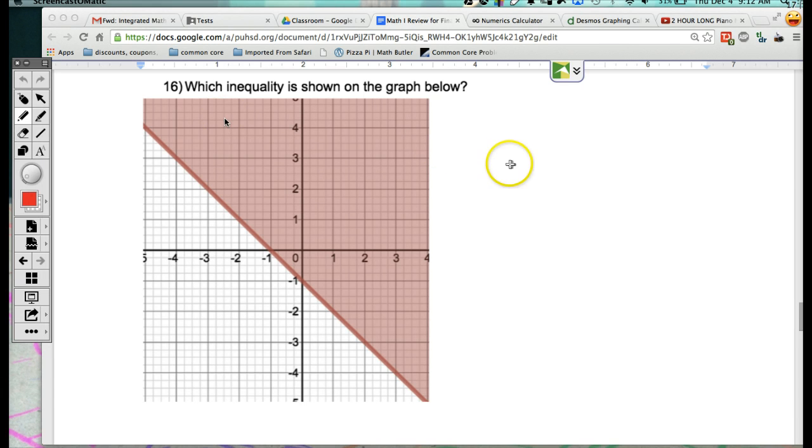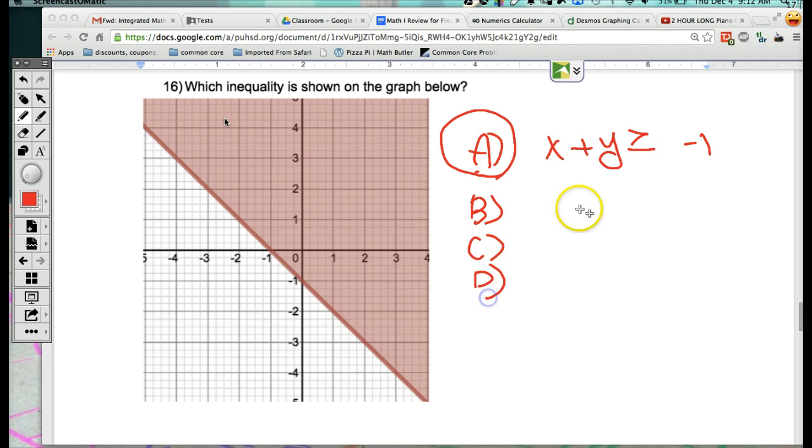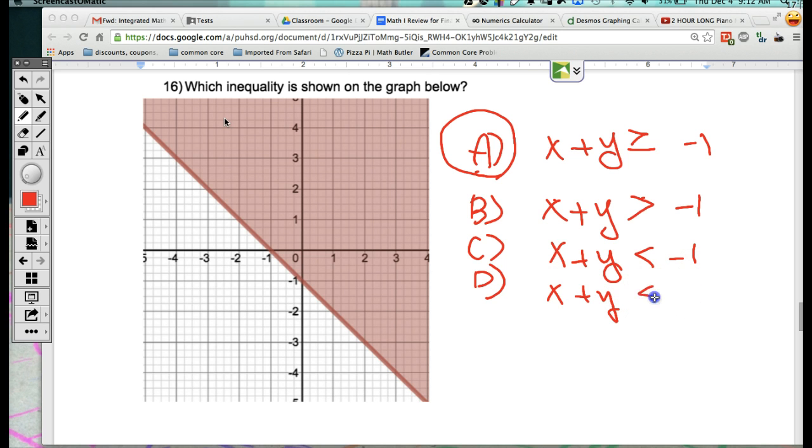So the correct answer, I know I'm totally spoiling it when I give you the answer first, but the answer is x plus y is equal to or greater than negative 1. Okay, there you go. Greater than. This is one of the answer choices, and that is the correct answer. And for example, B, C, and D would be something like x plus y is greater than negative 1, x plus y is less than negative 1, x plus y is equal to or less than positive 1. Something like this, okay?